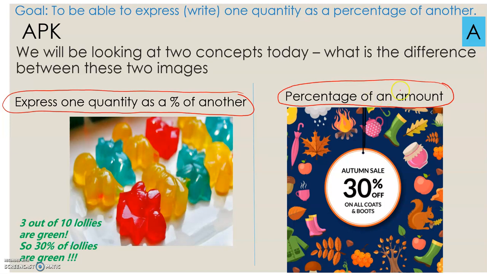Whereas here where we've got percentage of an amount, we typically see that when we're going to the shops and if there's a sale on, 30% off certain items, then you are working out what the new cost is by working out the percentage of an amount. So if there's 30% off a coat and the coat costs $100, you work out what 30% of 100 is, and that's $30. So the new cost of the coat is $70. Those are the type of calculations you would do under this skill here.